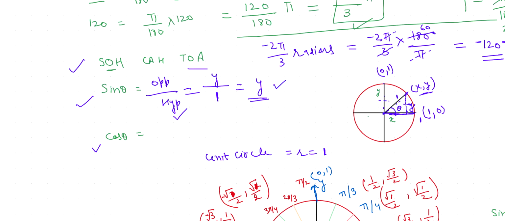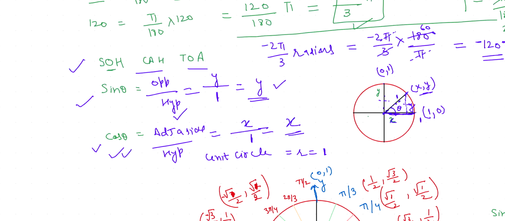So now we will discuss the case of cos theta. Clear? For cos theta, the relationship is adjacent side upon hypotenuse. This is the adjacent side to theta and its value is x. And this is the hypotenuse, again it is unity. So you will get cos theta is equal to x. Then x represents cos theta and y represents sine theta.